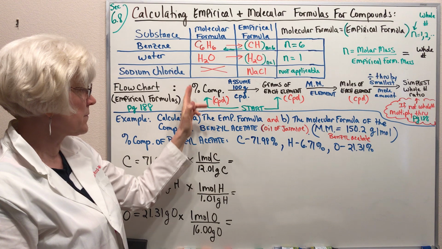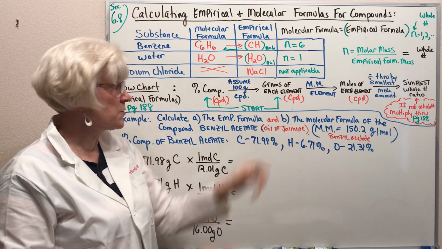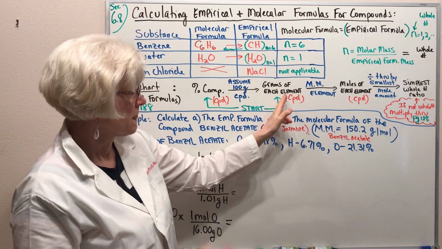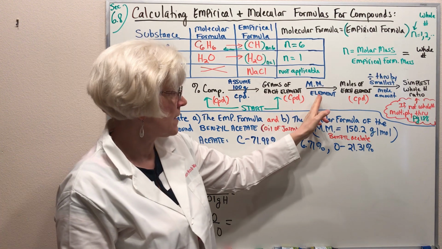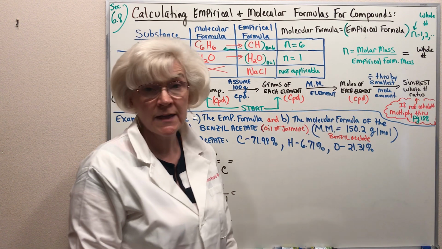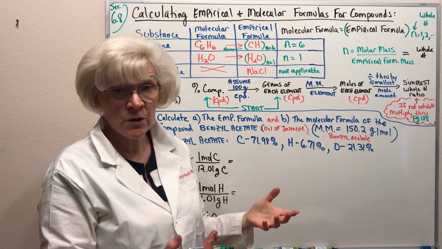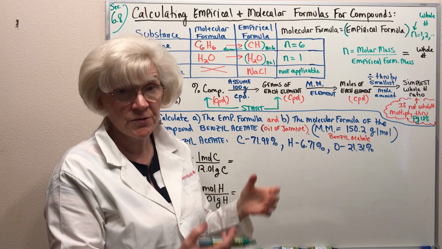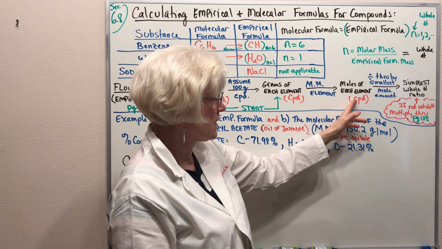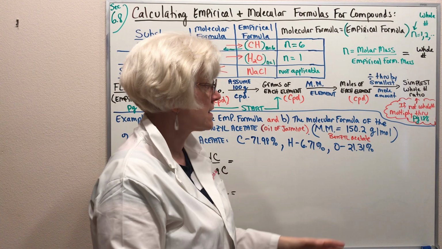So starting with a percent composition, assuming 100 grams of the compound gives you automatically the grams of each element in the compound. Once you have the grams of each element in the compound, you're going to use the molar mass or the atomic mass of the element and convert to moles of each element in the compound, because chemical formulas give us mole ratios of the elements in the compound. Once you have moles of each element, you need a whole number ratio of the elements in the compound.